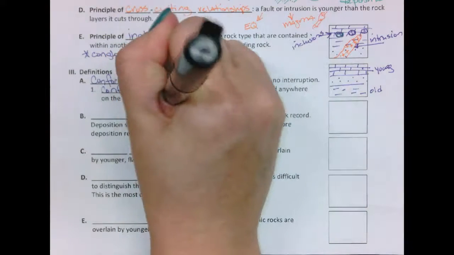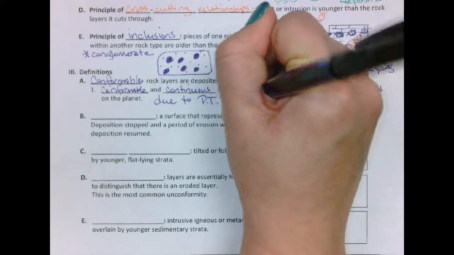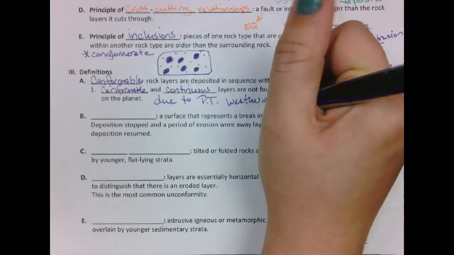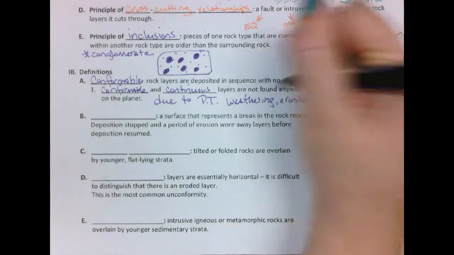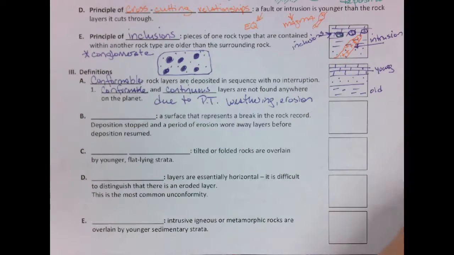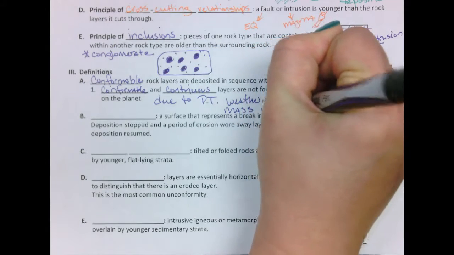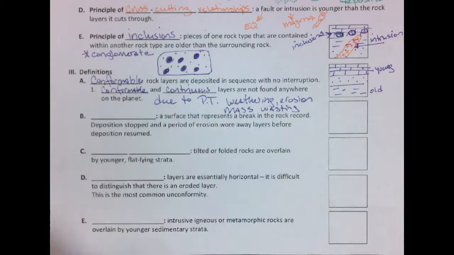And this is due to plate tectonics, weathering, erosion, and just basic disruption by humans and animals, and mass wasting. So all of those will make it so you don't find conformable continuous. Now the next on our list is kind of the opposite, unconformable.